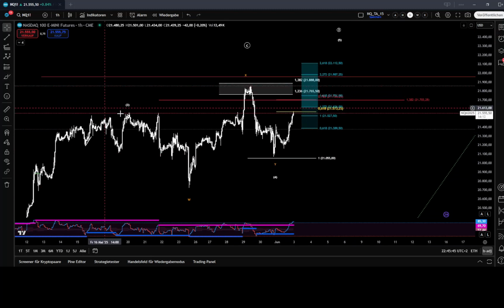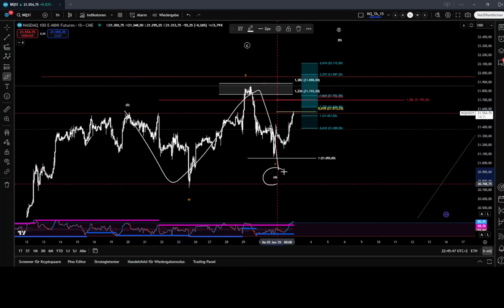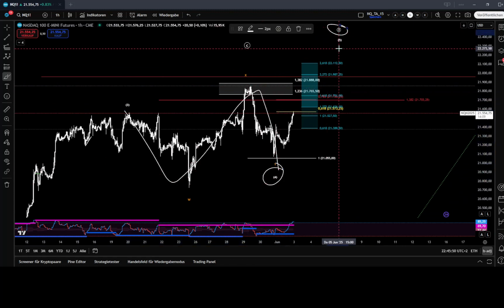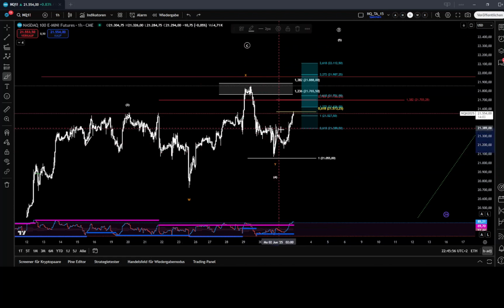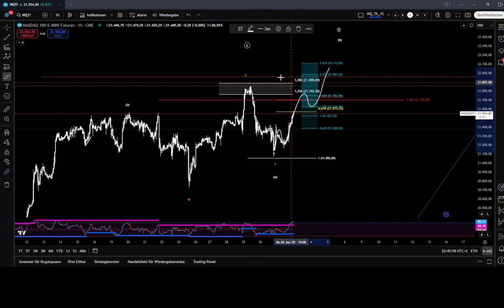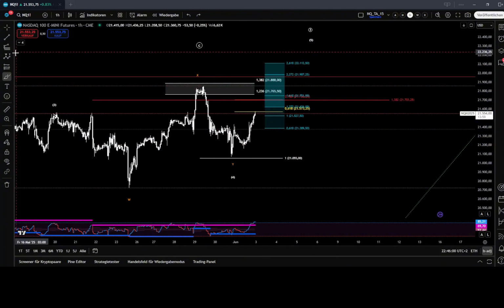If this is correct, that this is a running flat correction here in the 4th wave of circle wave 3, we do expect now that the market moves higher in 5 waves. Okay, so that possibly could be our wave 1, 2. Just label that.